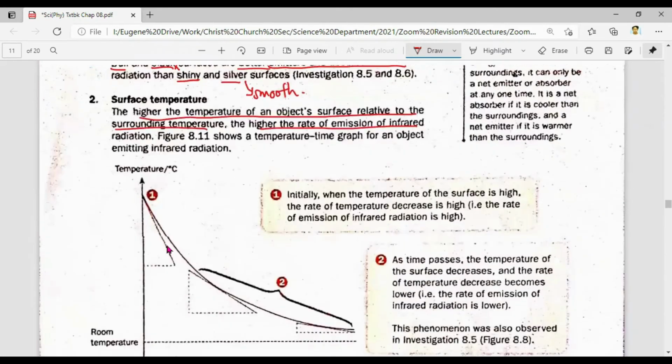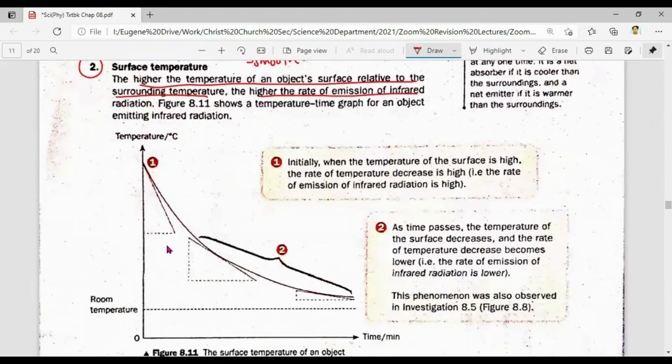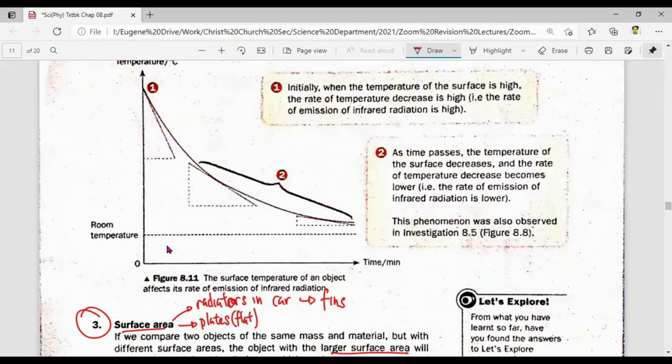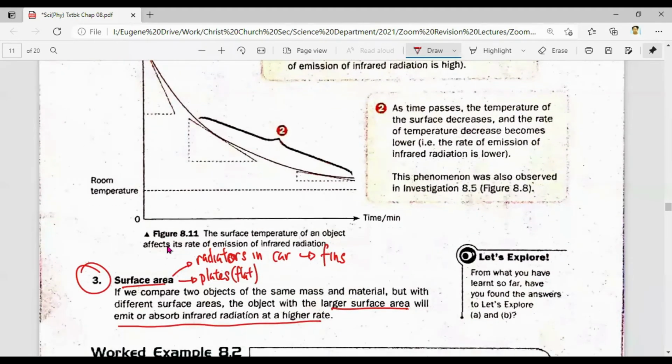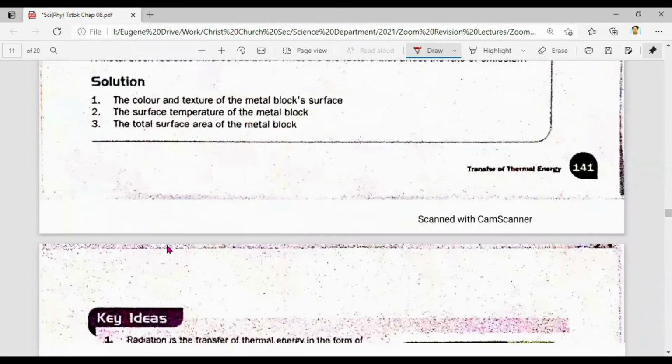So three main factors: color and texture, surface temperature, and lastly, surface area. You must know these three factors on how they affect the rate of radiation, because it's commonly tested, so you must be aware of it. But in real life, in terms of its application, there's quite a fair bit. So you can go and think about it. You can ask if you want later on.